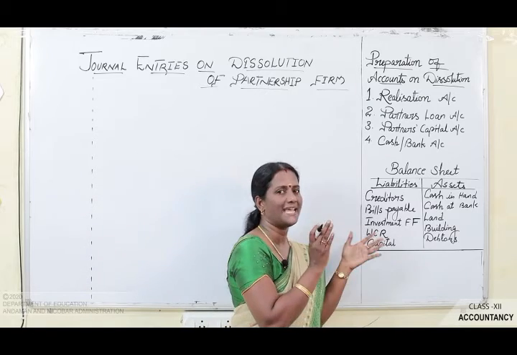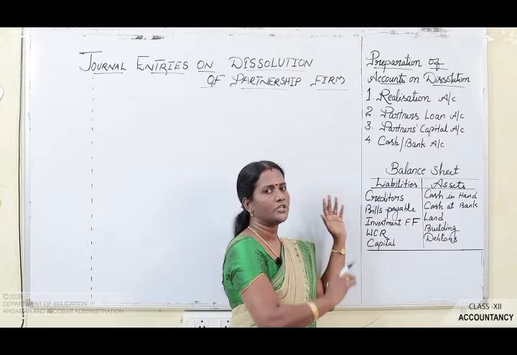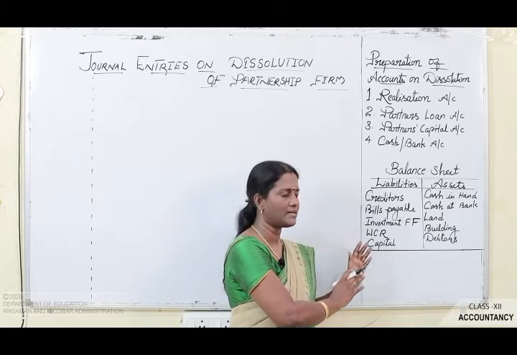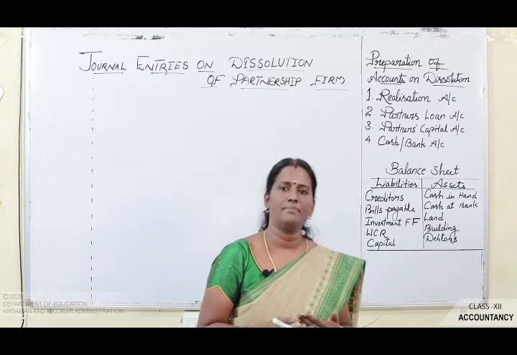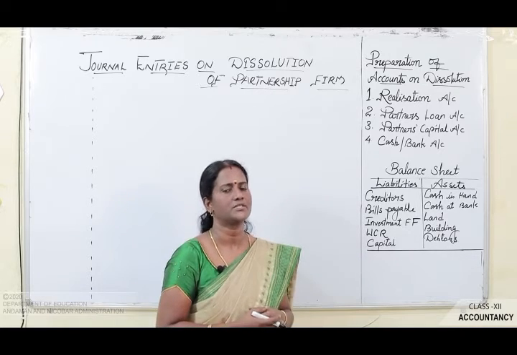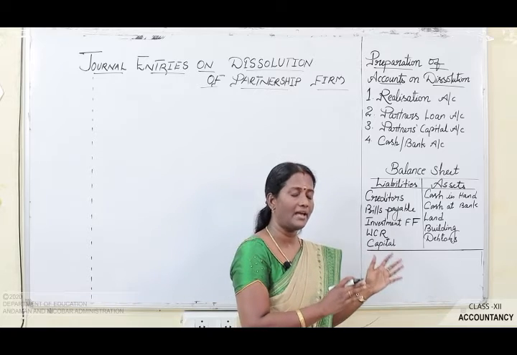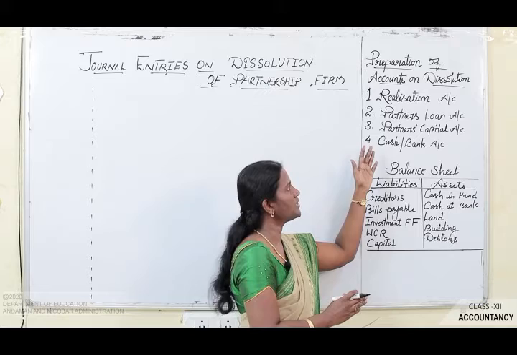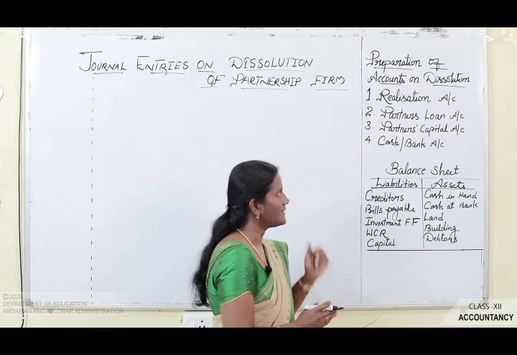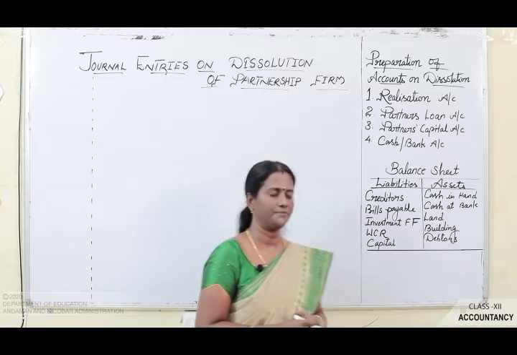Okay. So what is the base for preparing these accounts? Your balance sheet. Obviously you will be given one balance sheet, and additional information will be given for the assets being realized and the liabilities to be paid. So all the information will be there, and with the help of that information, you need to prepare the realization account, partners loan account, partners capital account, and cash or bank account.